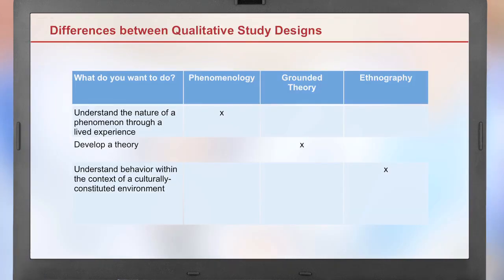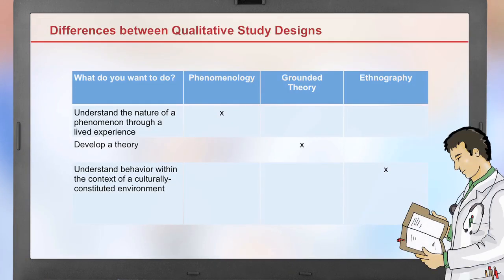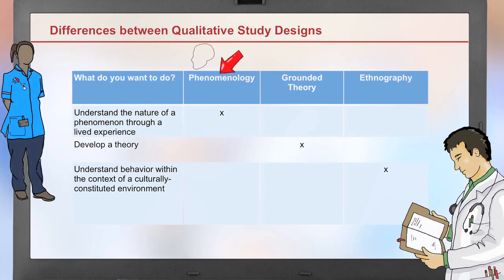This table presents key differences between common qualitative study designs. Phenomenology is appropriate if you want to understand a particular phenomenon through subjects' lived experience. Grounded theory is appropriate if you want to build a theory on the resolution of some basic social problem. And ethnography is appropriate if you want to comprehend subjects' behavior in a broader cultural context.